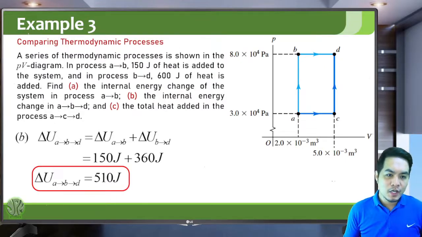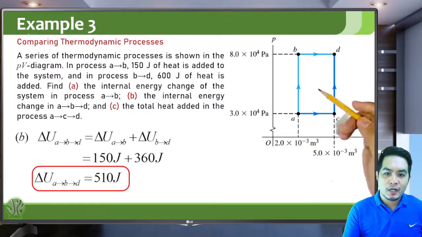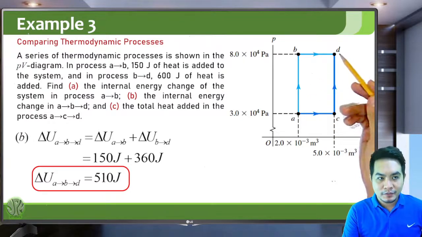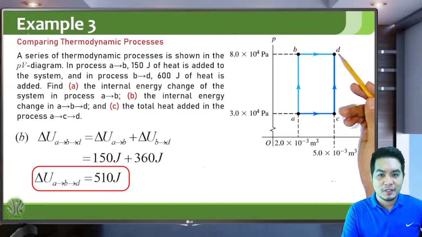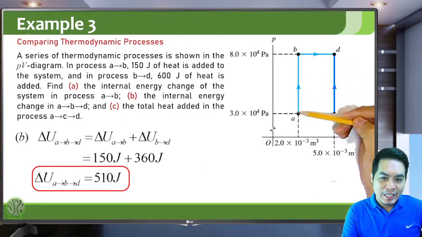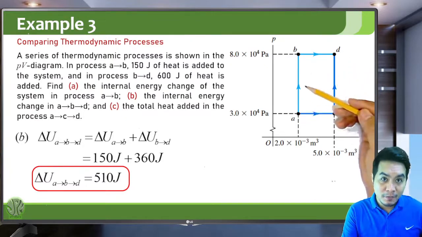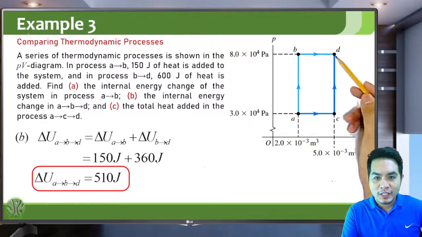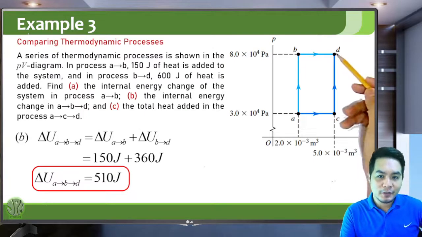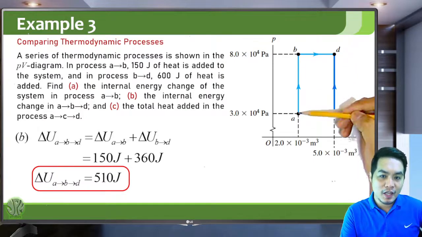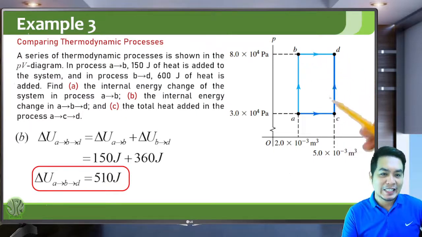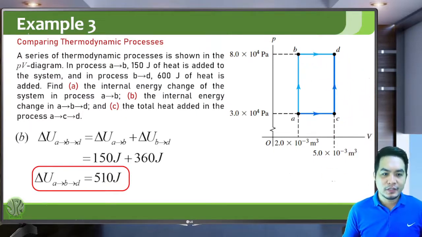Again, if you're solving for the internal energy from one state to another state, it actually doesn't matter on the path, but you just have to add the change in internal energy for each sub-process. So in the process A to B to D, the total change in internal energy from A to D is just the change in internal energy from A to B plus the change in internal energy from B to D. Okay, that's for letter B.